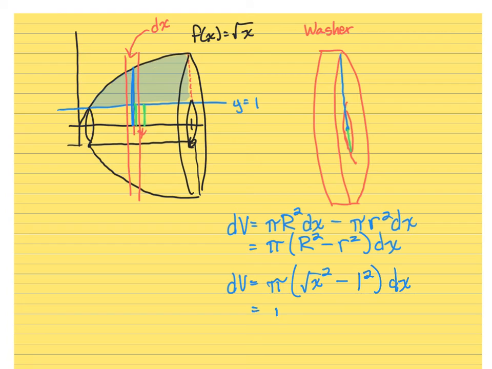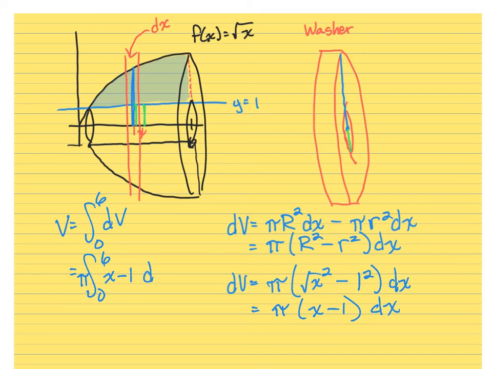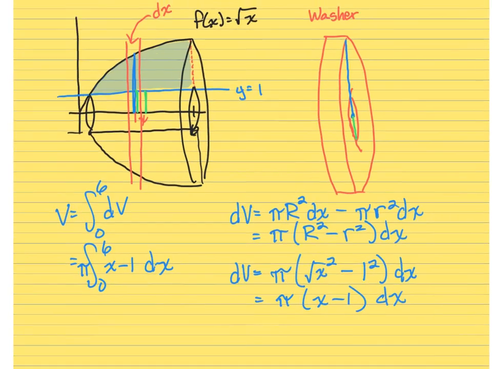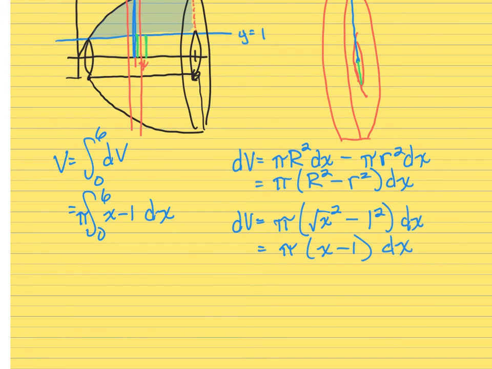So if we clean that up a little bit, pi times x minus 1 dx. Now that's the volume of that washer. And so the volume of the whole thing, I obtain that by integrating the volumes, the little dV's, from 0 to 6, and we get pi, which can come out there, times the integral of x minus 1 dx. Hard to imagine that a solid that complex has such a fairly easy integral to evaluate, right?